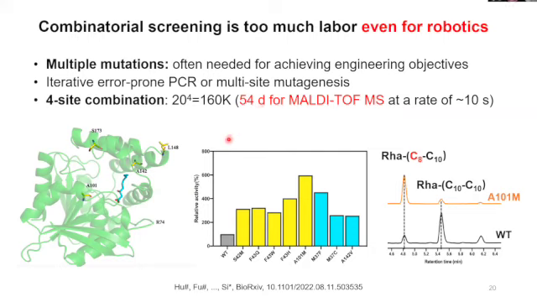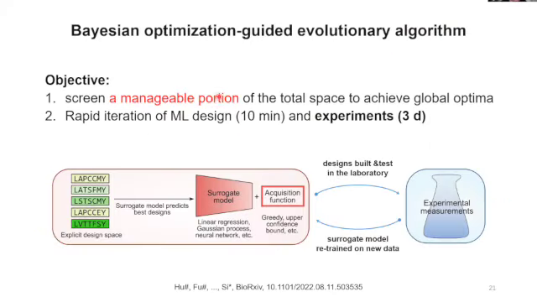So that's where we need to introduce data-driven DBTL cycles to more efficiently create and screen the library. In this case, from the previous results, we isolated a few mutants, and we know these residues are important for the specificity. So we're going to target these 4 sites. Our objective is to screen a manageable portion of the total space, so we could achieve rapid iteration of machine learning design and experiments.